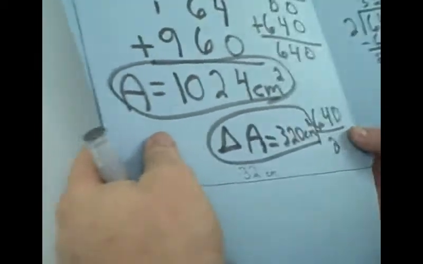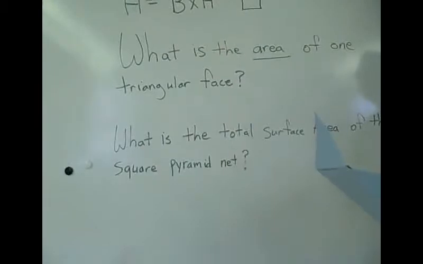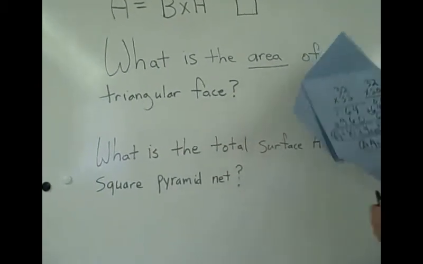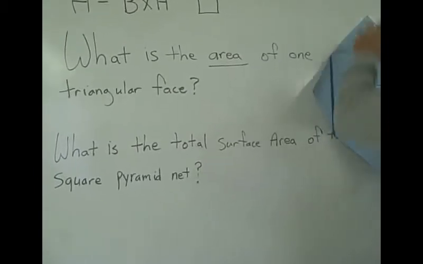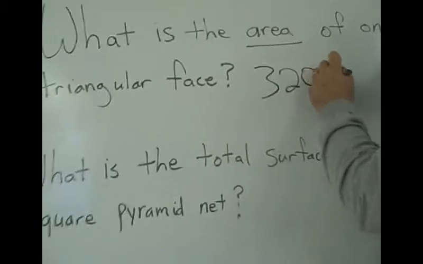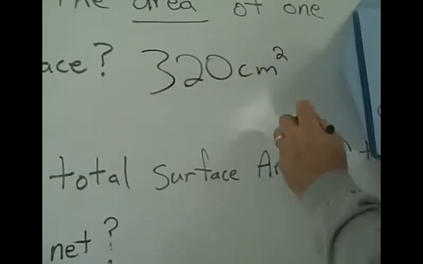Now, let's go back to our questions. Our question said, what is the area of one triangular face? We said 320 centimeters to the second power.